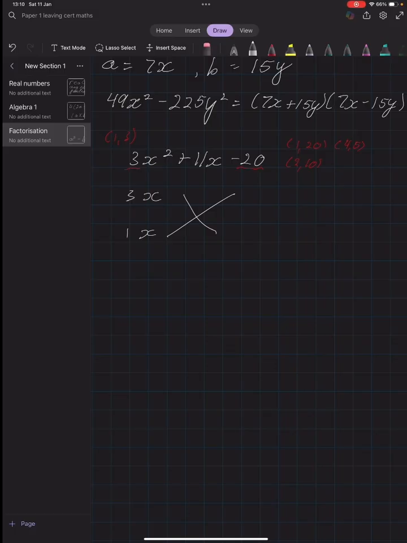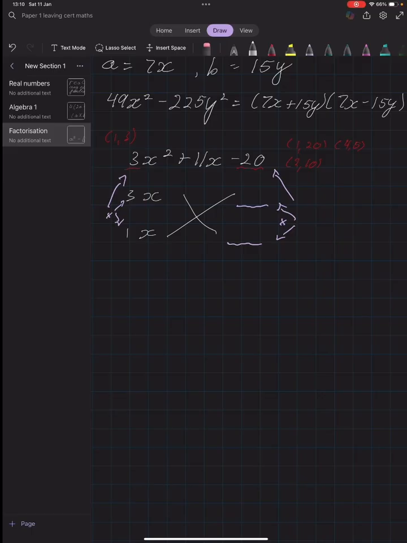Now, notice, if I multiply these two things together, I get that. And it also has to be true for these two things. So when I multiply these two things, I need to get minus 20, specifically. Okay?